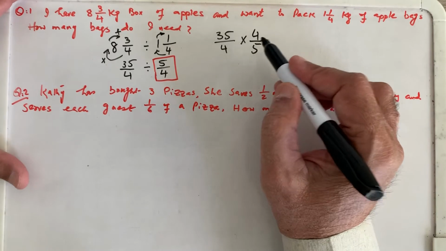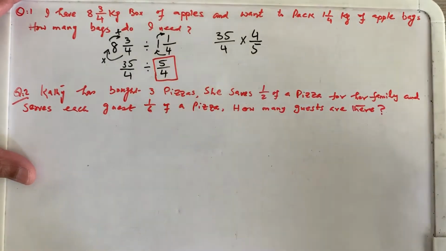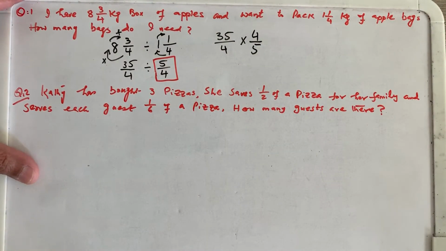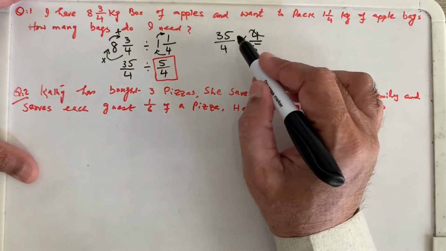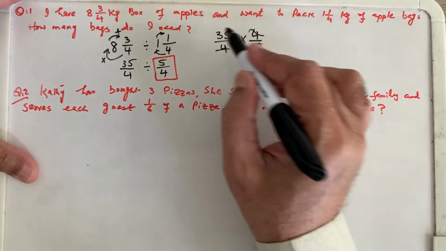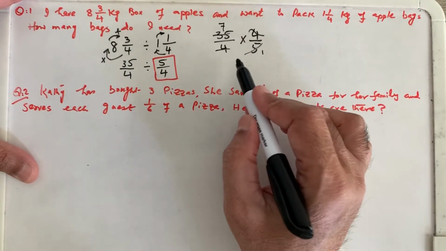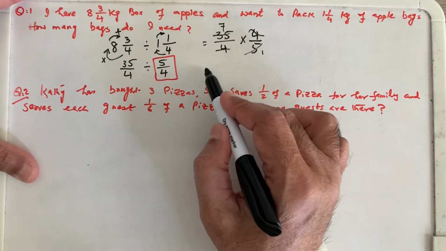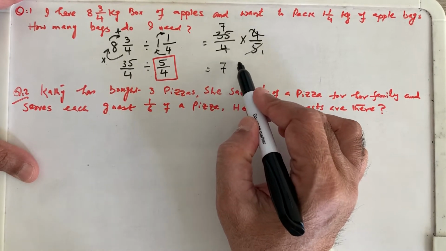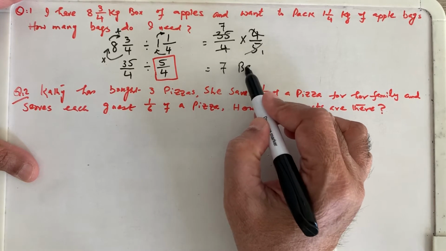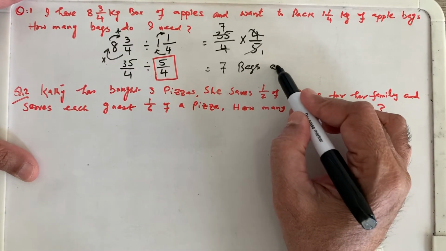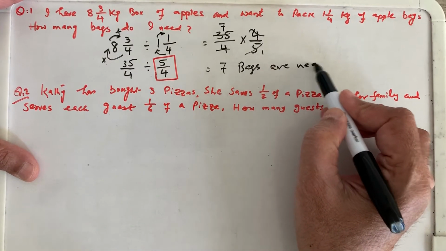Now I can cancel. It's simple because now I can cancel my numerators and denominators. So 4 cancels with 4, and 5 ones are 5, 5 sevens are 35. So that means 7 bags I need. 7 bags are needed or required.